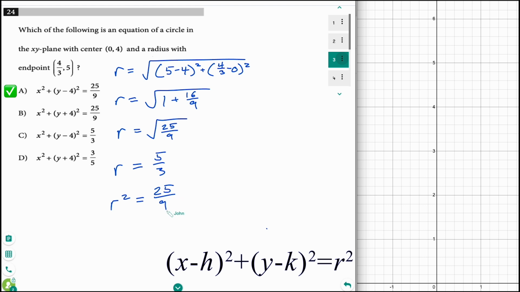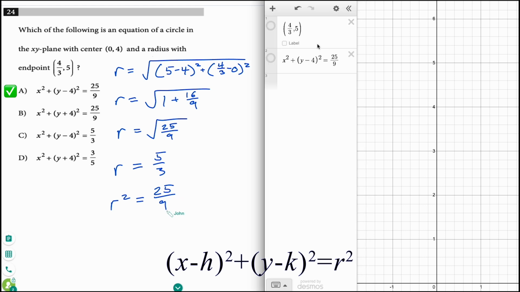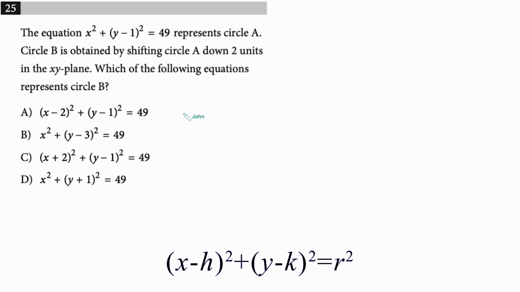Now, if we'd used Desmos, we would just plug in the point and then start checking answers. So does A work? Sure does. The equation x squared plus y minus 1 squared is equal to 49 represents circle A. Circle B is obtained by shifting circle A down 2 units in the xy plane. Which of the following equations represents circle B?